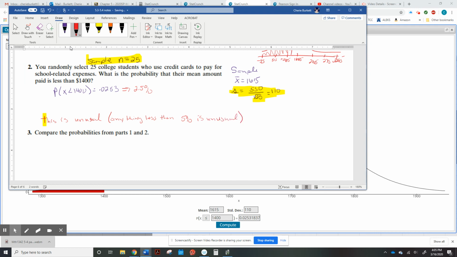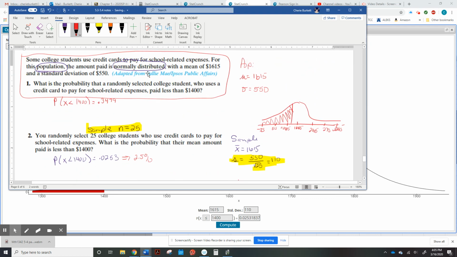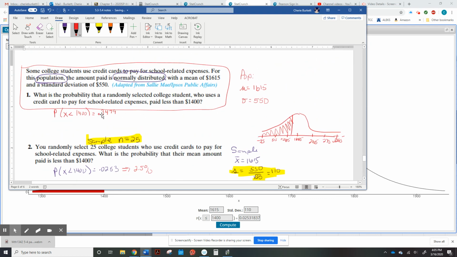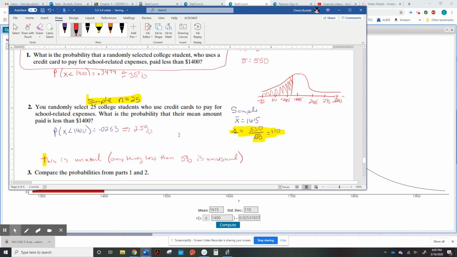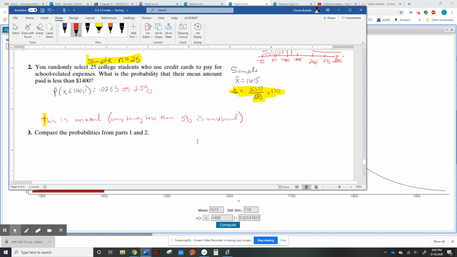Okay. So this outcome was not unusual. The top one right here was not unusual. It's about 35%. This is about a 35% chance that the college student will pay less. This is about a 2.5% chance. So this one's considered unusual.